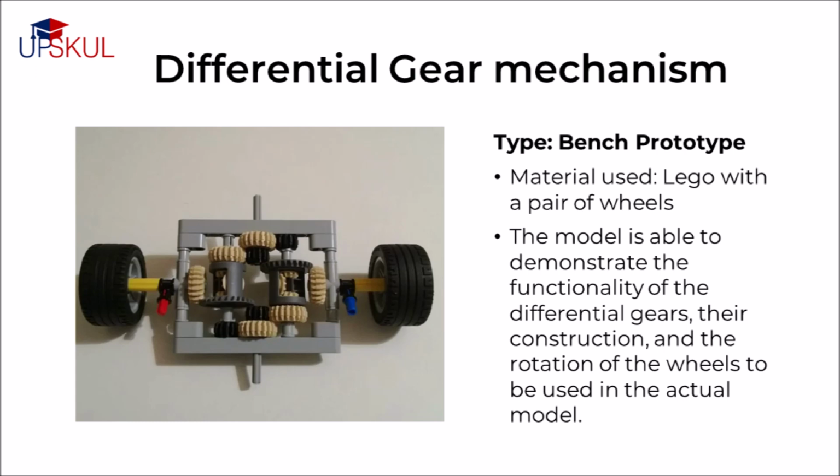This is a LEGO proof of concept of a differential gear application with a pair of wheels. The model is able to demonstrate the functionality of the differential gears, their construction, and the rotation of the wheels to be used in the actual product, which could be a vehicle. As you move forward with your project, you will find yourself looking back to refer to your proof of concept prototype. This will keep you aligned with your goals and assist you in configuring the core mechanism of your product.